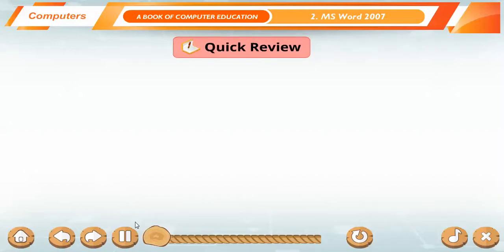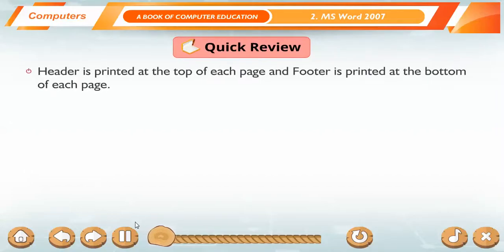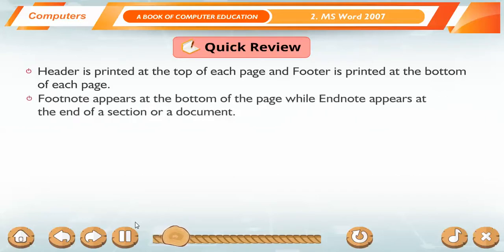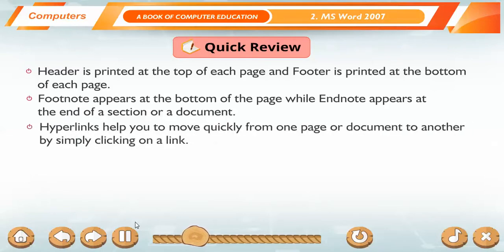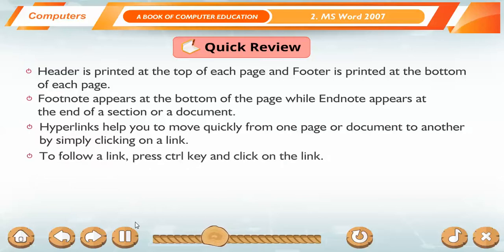Quick review. Header is printed at the top of each page and footer is printed at the bottom of each page. Footnote appears at the bottom of the page while endnote appears at the end of a section or a document. Hyperlinks help you to move quickly from one page or document to another by simply clicking on a link. To follow a link, press the Ctrl key and click on the link.